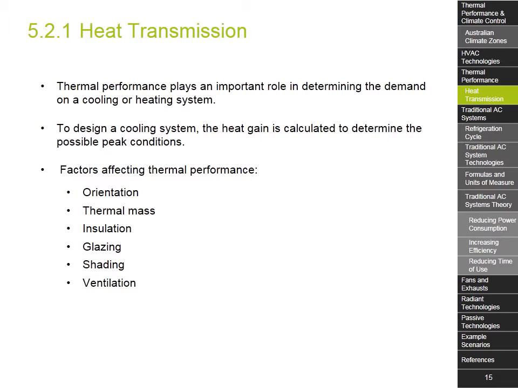Thermal performance plays an important role in determining the demand on a cooling or heating system. To design a cooling system, the heat gain is calculated to determine the possible peak conditions. A vast number of factors can affect a space's ability to keep or repel heat loads such as orientation and solar gain, thermal mass, insulation, glazing, shading, and ventilation.